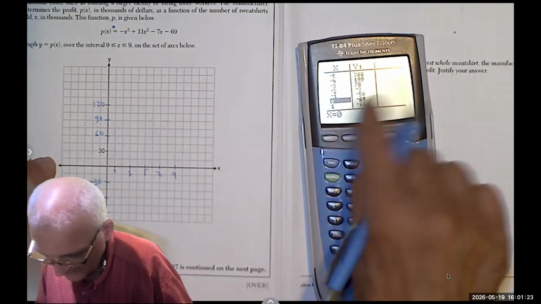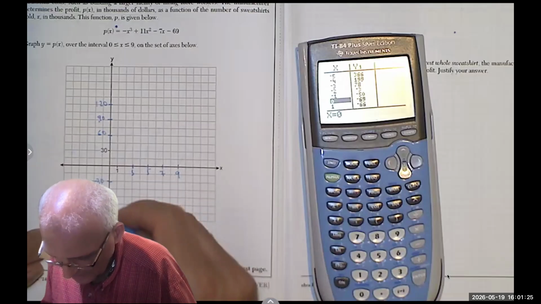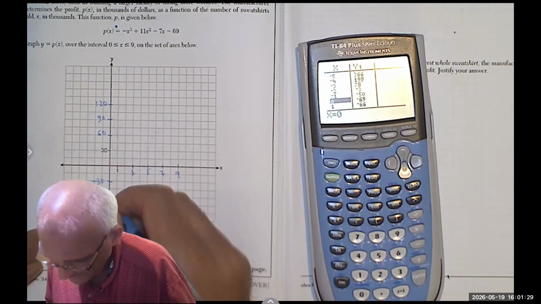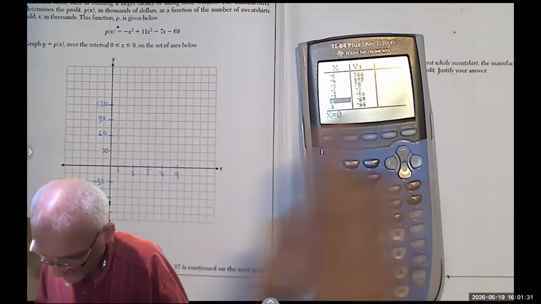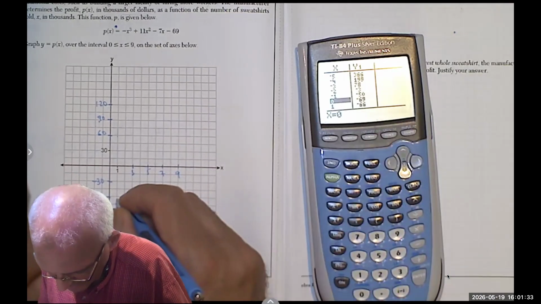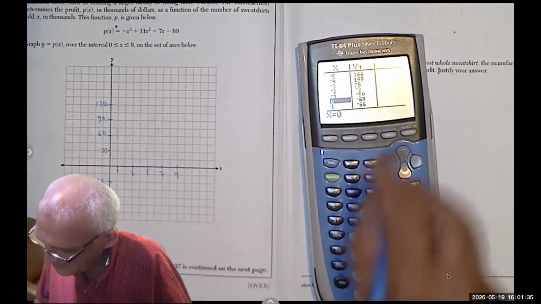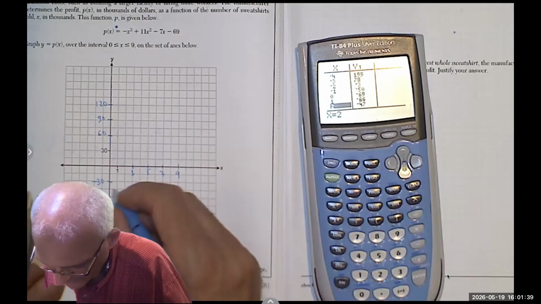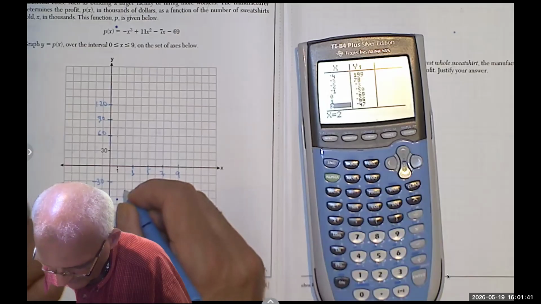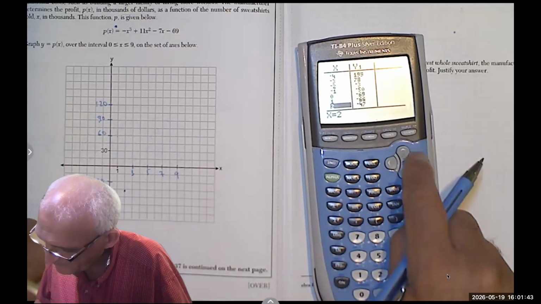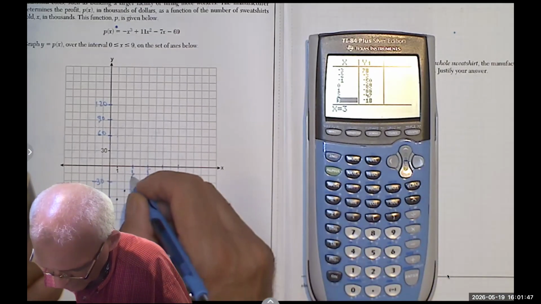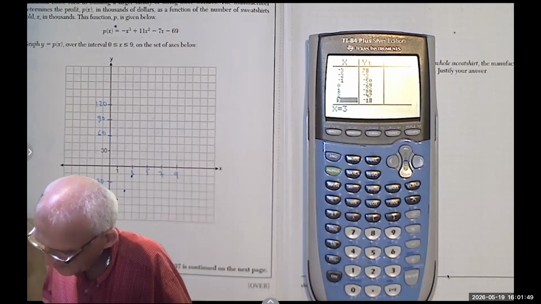So I have 0 and negative 69. So that's 75. So maybe 69 would be somewhere here. At 1, I get negative 66, so slightly higher. At 2, I get negative 47. This is 45. So negative 47 maybe here. At 3, it's negative 18. That's 15. So 18 maybe here.